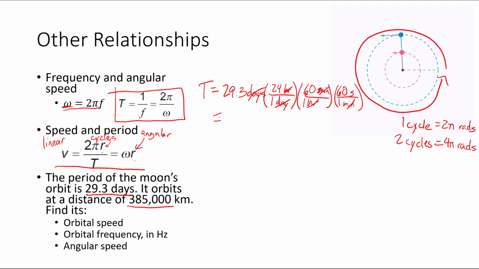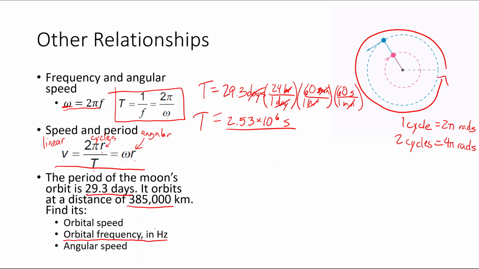29.3 times 24 times 60 times 60 gives me, what does it give me? 2.53 times 10 to the 6 seconds. So that's my period. Period of 1 full orbit.